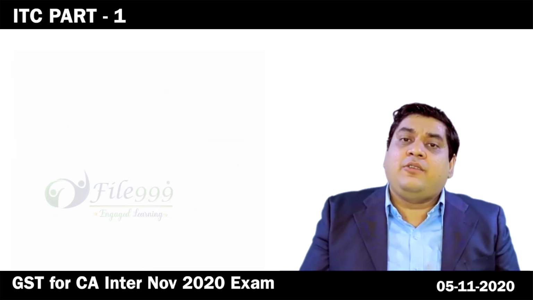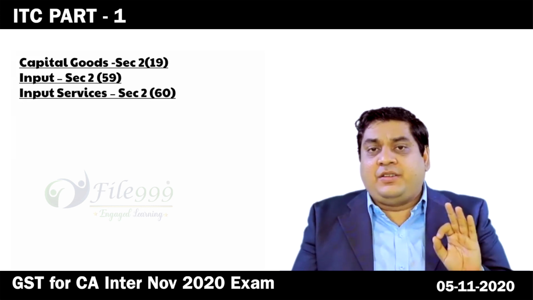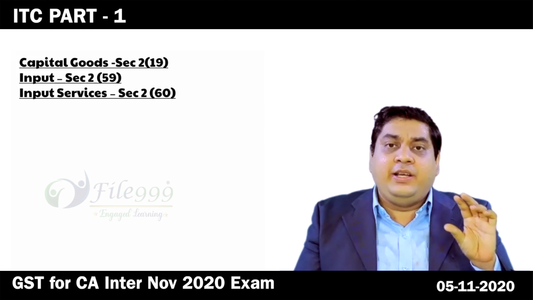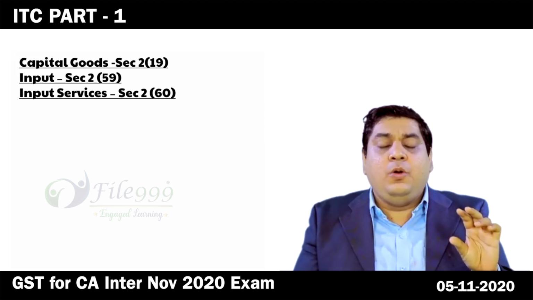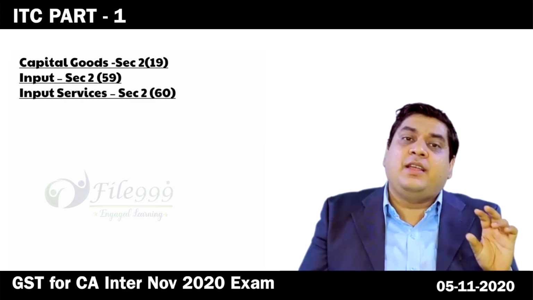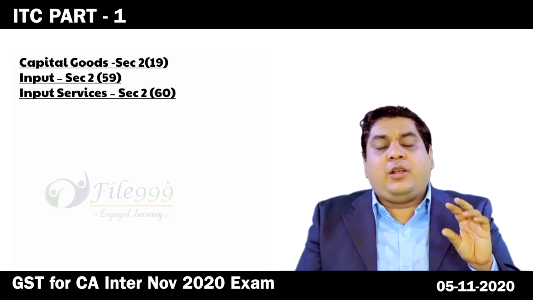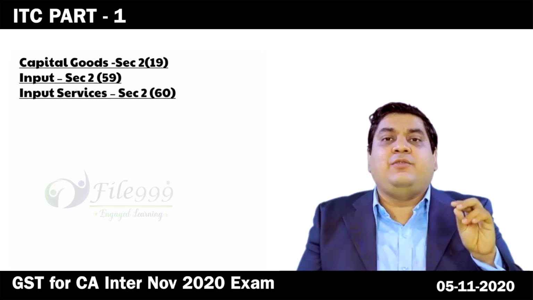So let's start with some important definitions. We are going to cover three definitions, and all of these three are closely linked to each other: capital goods, subsection 19 of section 2; input, subsection 59 of section 2; and input services, subsection 60 of section 2. There are common things here, so we have put them together to make it very easy to understand for the students.